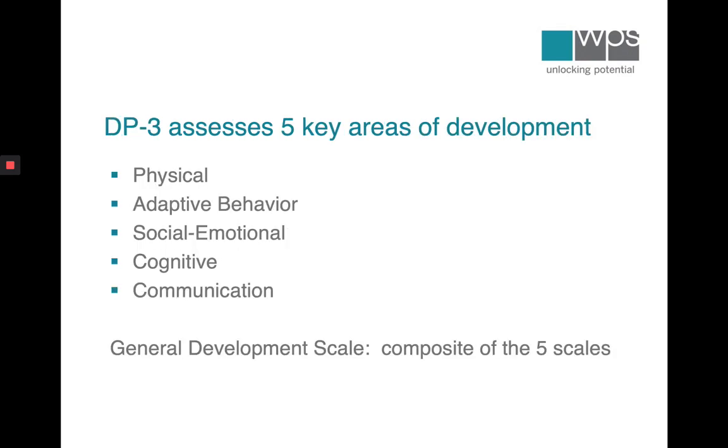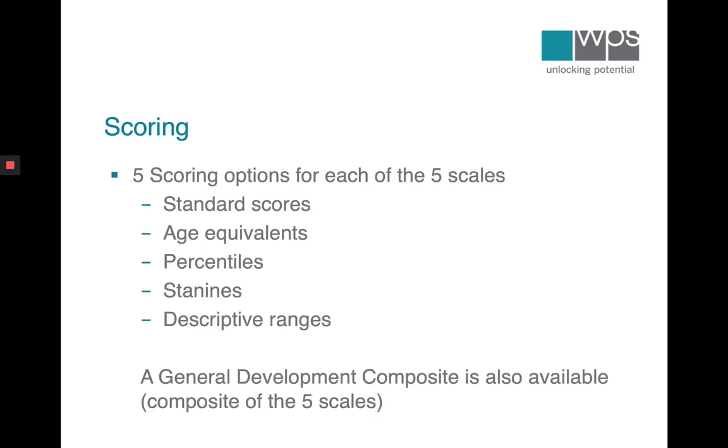Okay? The DP3 assesses 5 key areas of development, which makes it a fan favorite for those of you that work with the Part C to Part B transitions of IDEA, as the DP3 assesses physical, adaptive behavior, social emotional, cognitive, and communication, and it gives you a general development scale. So as you can see, it's quite useful in ensuring you conduct a full and individual evaluation of the little.